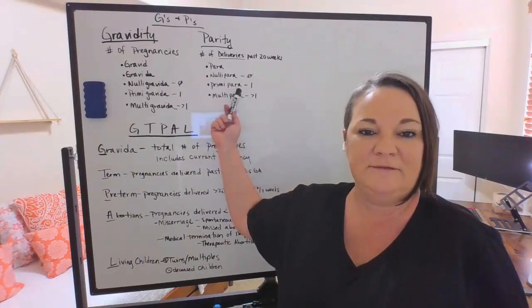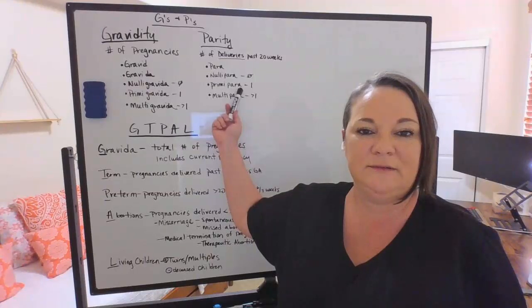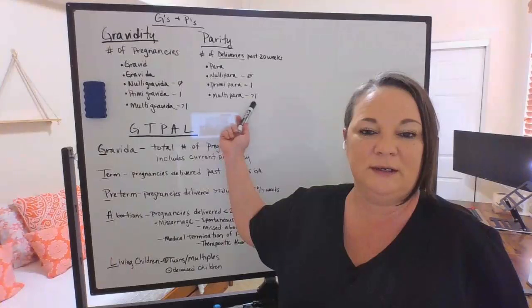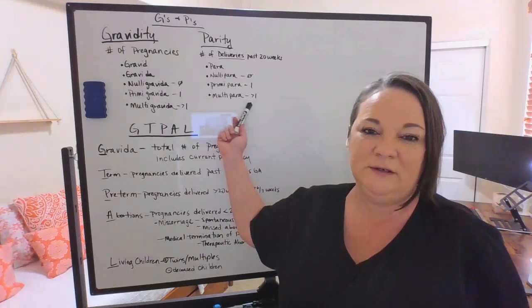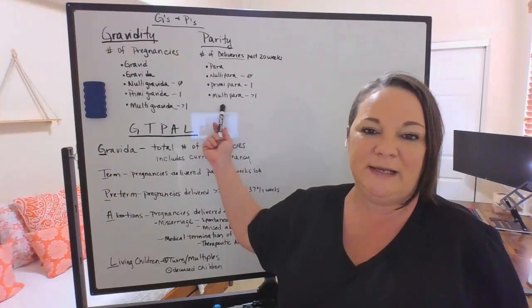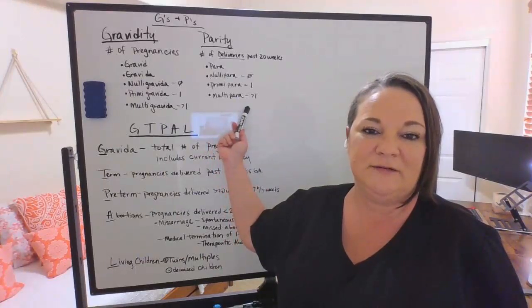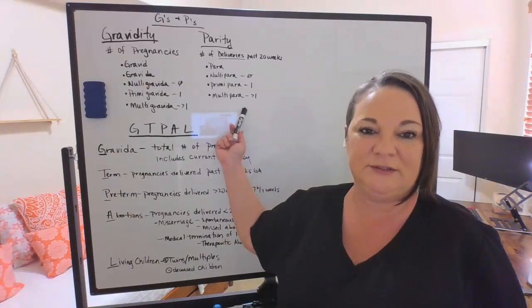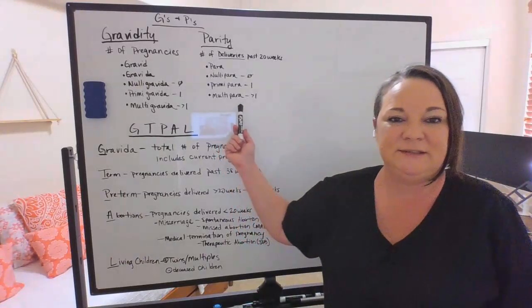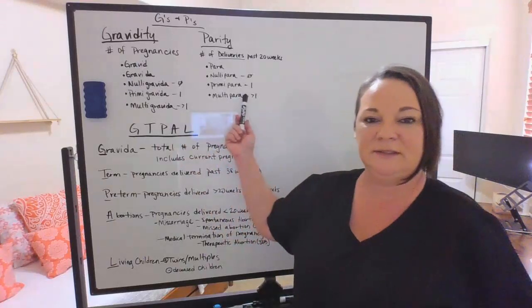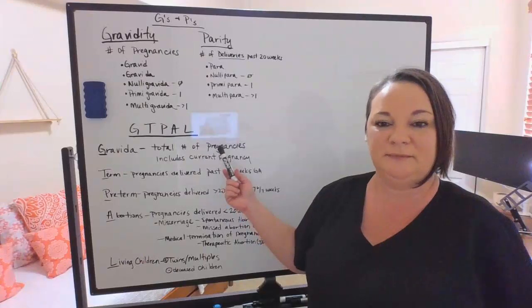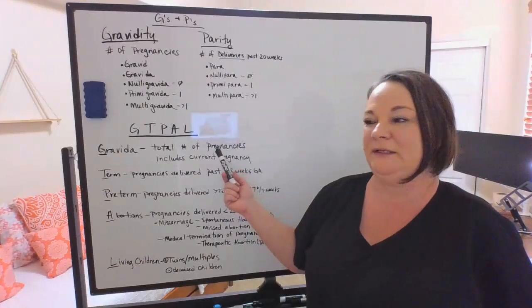Prima para, they have delivered one past 20 weeks. And then multa para, they've delivered greater than one past 20 weeks. You might also see a grand para in there. Grand para means that they have delivered more than 5 pregnancies past 20 weeks. So that's just the G's and P's part. And then to get a clearer picture in obstetrics, we break that down even farther.